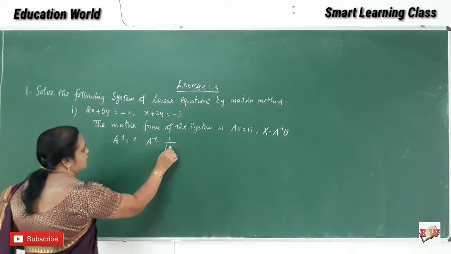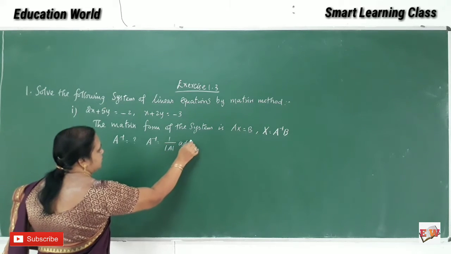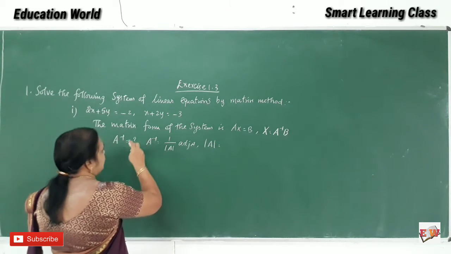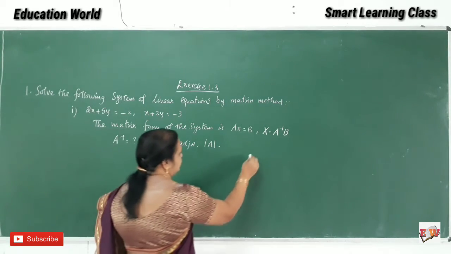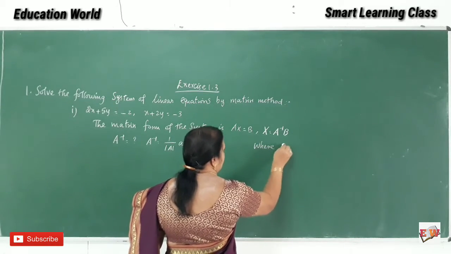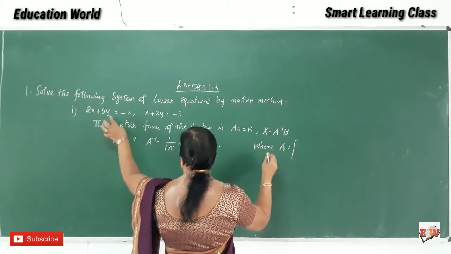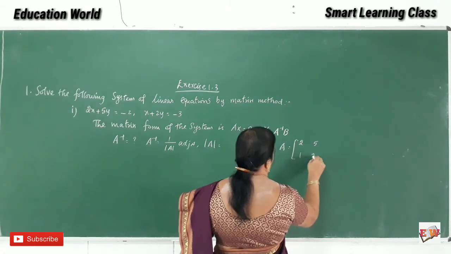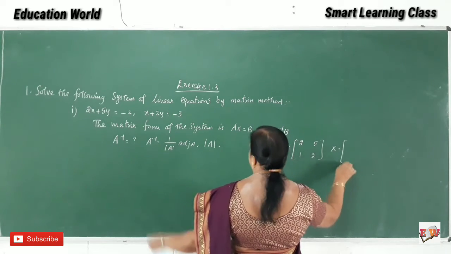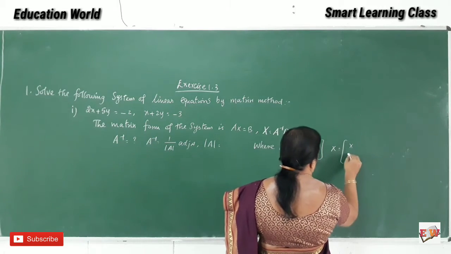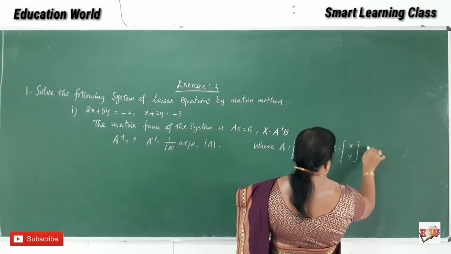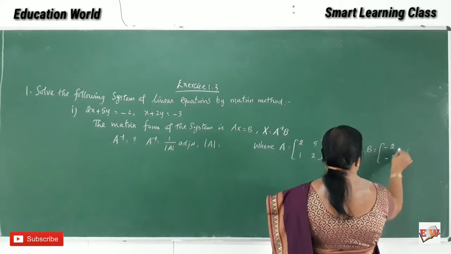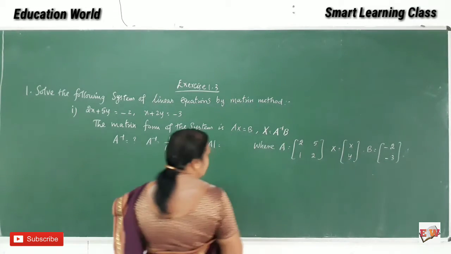1 by determinant of A into adj A. In this, what is the determinant of A value? First we have to write this, where A is equal to, in matrix form, 2, 5, 1, 2. X is equal to x, y. B is equal to minus 2, minus 3.